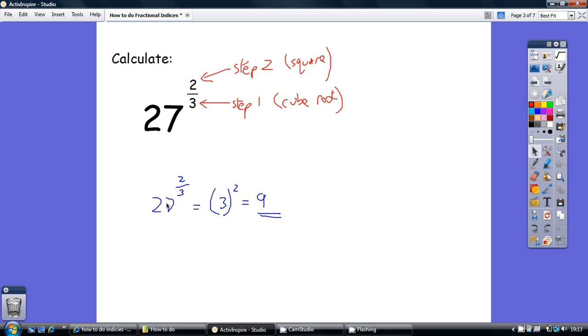So, 27 cube rooted is 3, because 3 times itself is 27. Having done step 1, we've got the 3, but we still have to do step 2. Then step 2 is the squaring. 3 3s are 9.